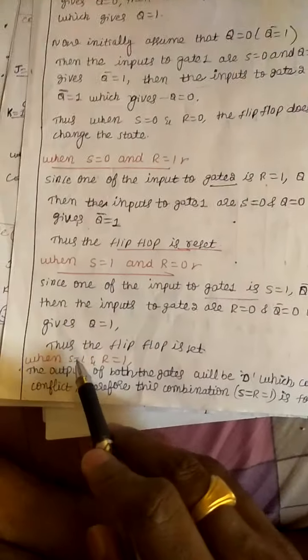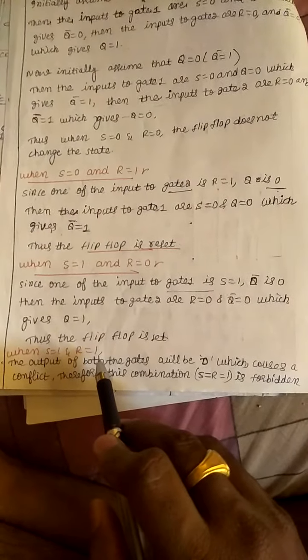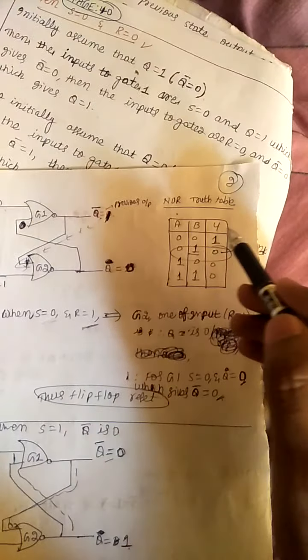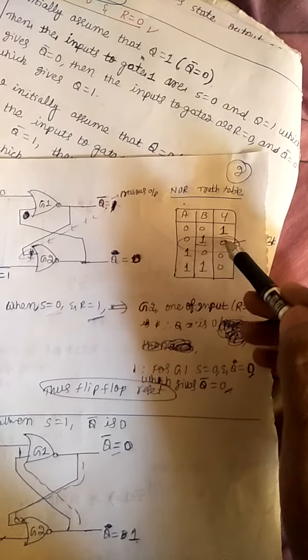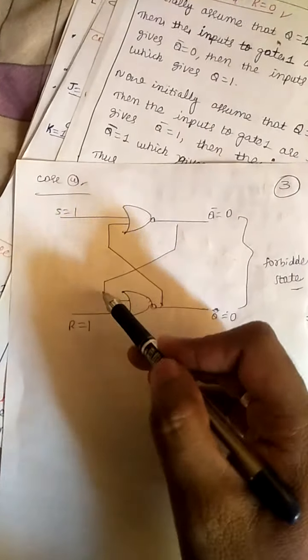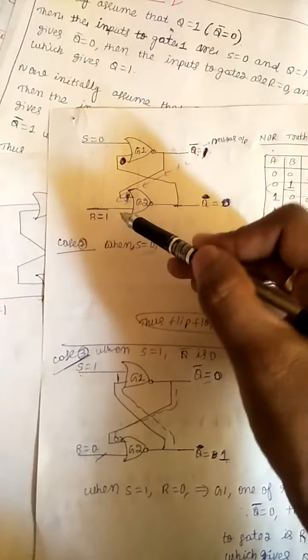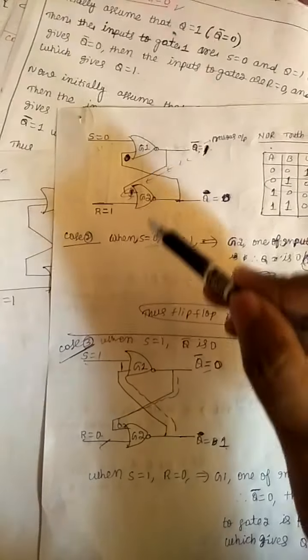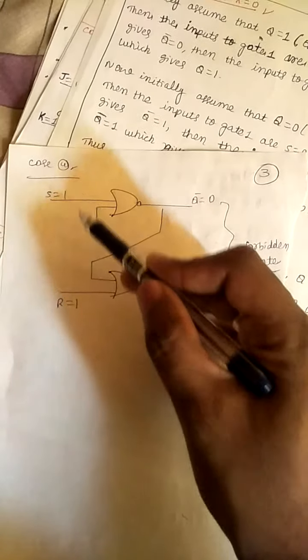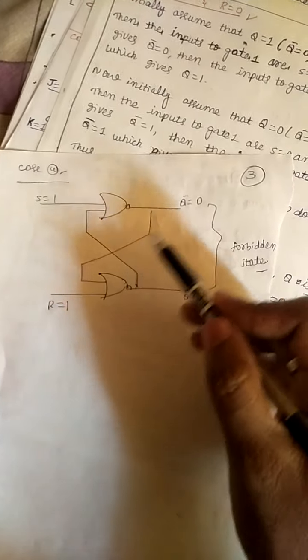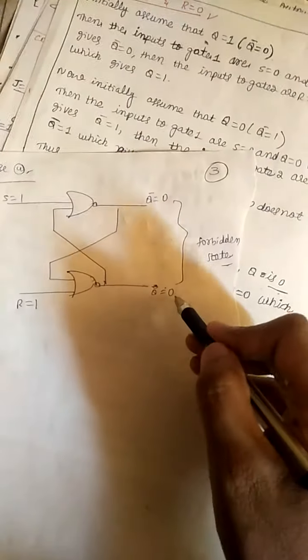Then the last case, when S is equal to 1 and R is equal to 1. According to this truth table, here I put S is equal to 1, R is equal to 1. From this truth table, you might observe if any one of the inputs is 1, the output is 0, right? In the previous case, any one of the inputs among the two gates is 1. But here, both the inputs are 1. Then, if both the inputs are 1, both the outputs are 0.